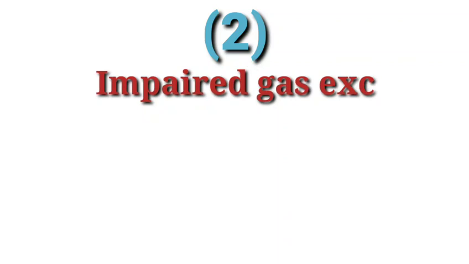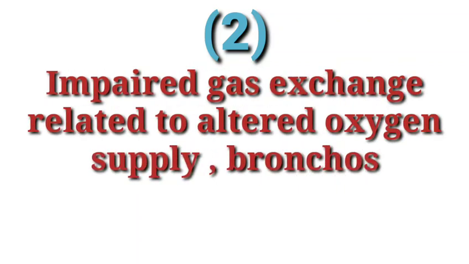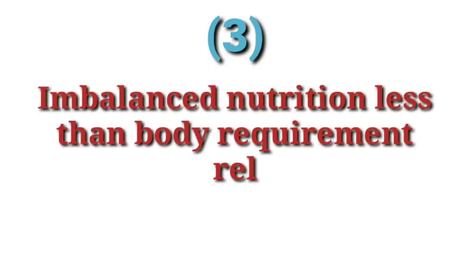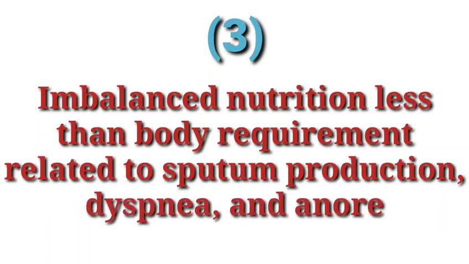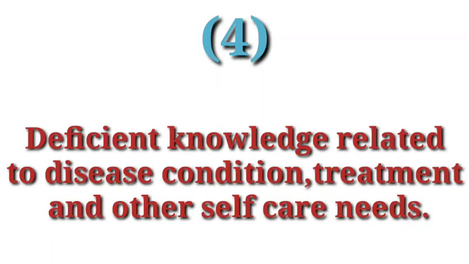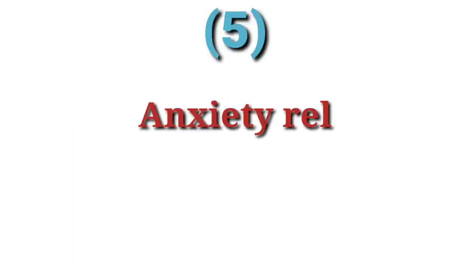Number 2, impaired gas exchange related to altered oxygen supply, bronchospasm, air trapping and alveoli destruction. Number 3, imbalanced nutrition, less than body requirements related to sputum production, dyspnea and anorexia. Number 4, deficient knowledge related to disease condition, treatment and other self-care needs. Number 5, anxiety related to disease process.